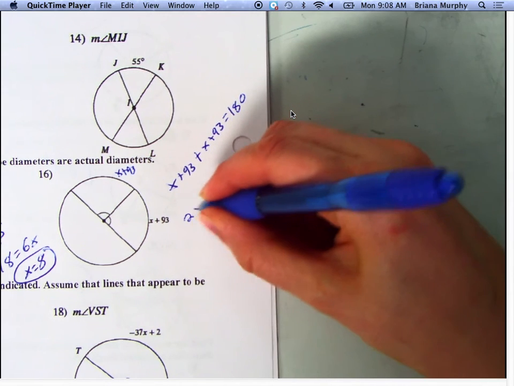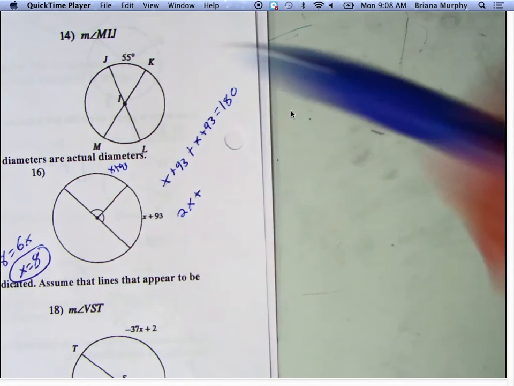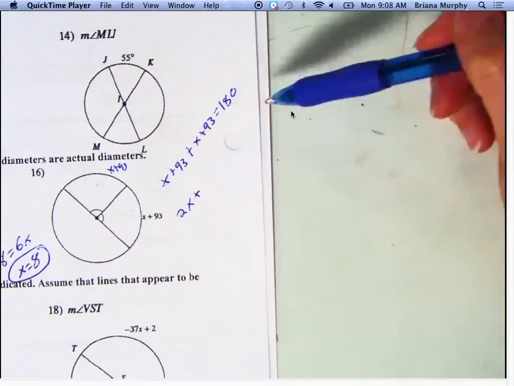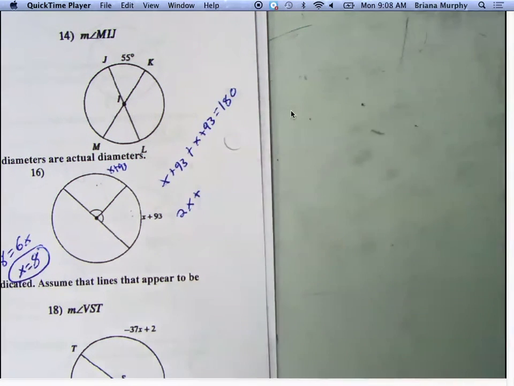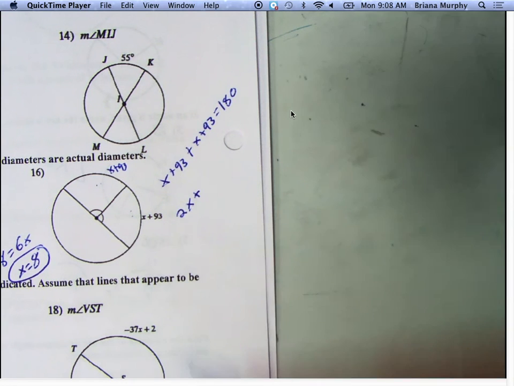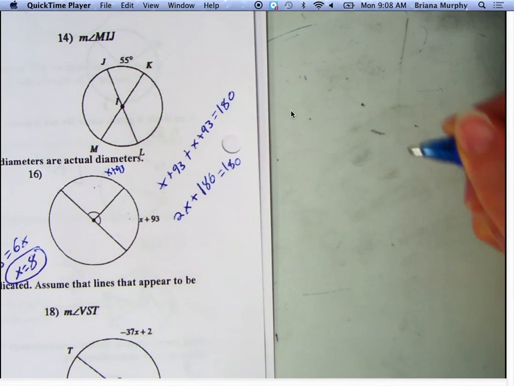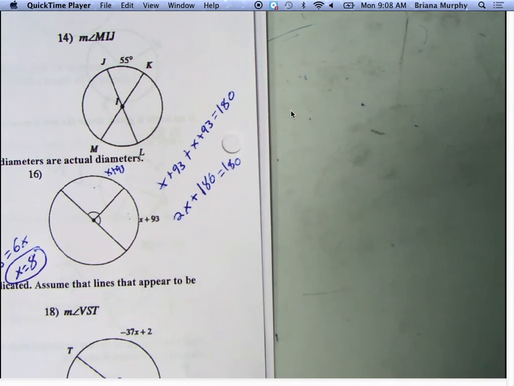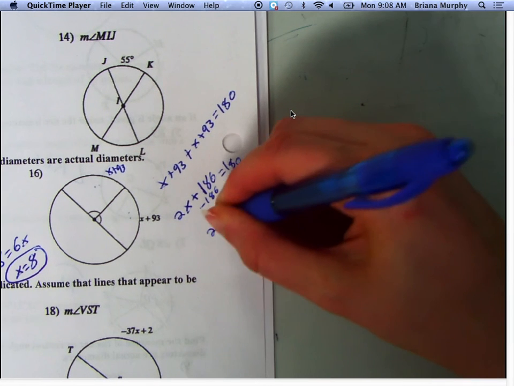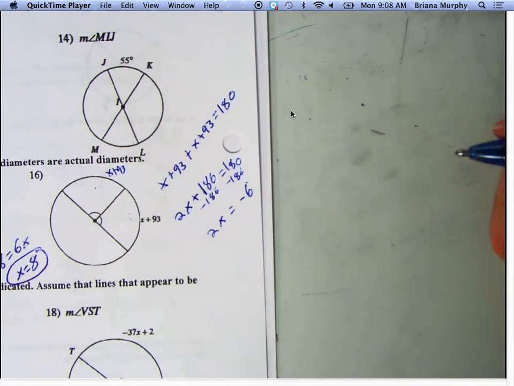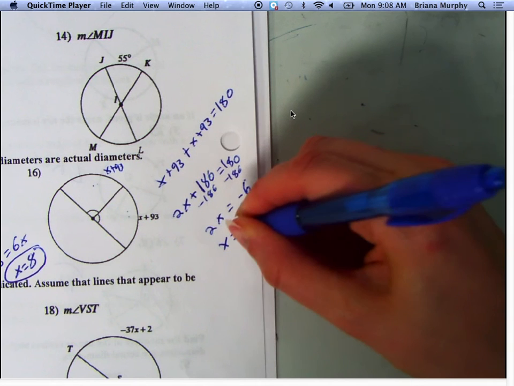So we get 2x plus, I'm going to combine like terms. Sorry, I'm going really fast. I'm going to slow down. I added both of these together, set it equal to 180 because I know it's a semicircle. Now I'm combining like terms. x and x is 2x. 93 and 93 is 186 equals 180. I'm going to subtract 186 from both sides. And I am going to get 2x equals negative 6. I divide by 2. And I get x equals negative 3.